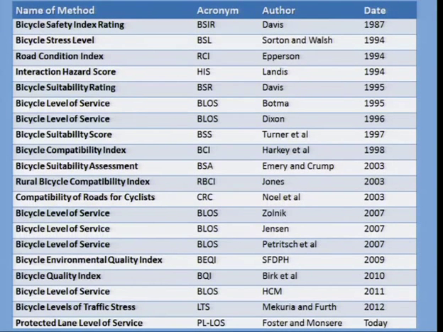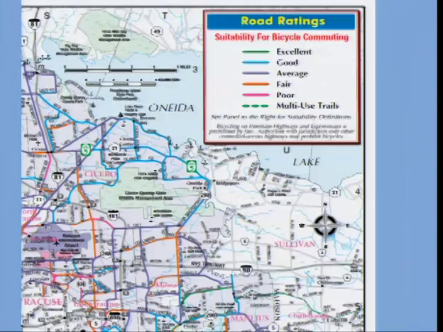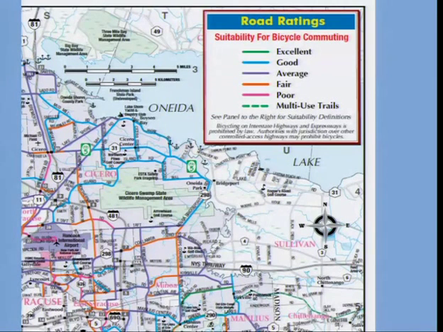So what do these do? What are these different things? They're some way to assess the quality of service or the perceived comfort and safety of a segment of roadway. And then you could maybe map that.